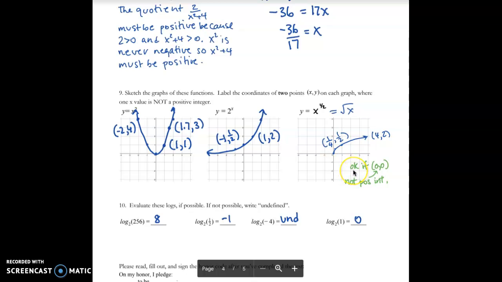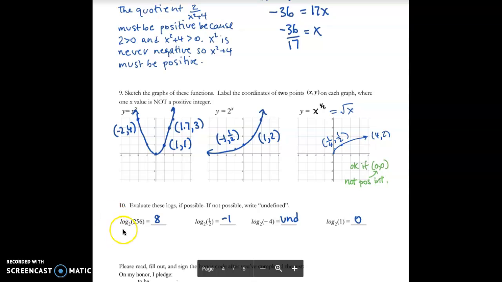Some people, there was a loophole in our instructions, and some people used the point 0, 0 for a second point on this square root of x graph. And even though in class we talked about how that's a trivial point, it actually does work, since 0 is not a positive integer. It is neither positive nor negative. So if that was your second point, we gave it to you.